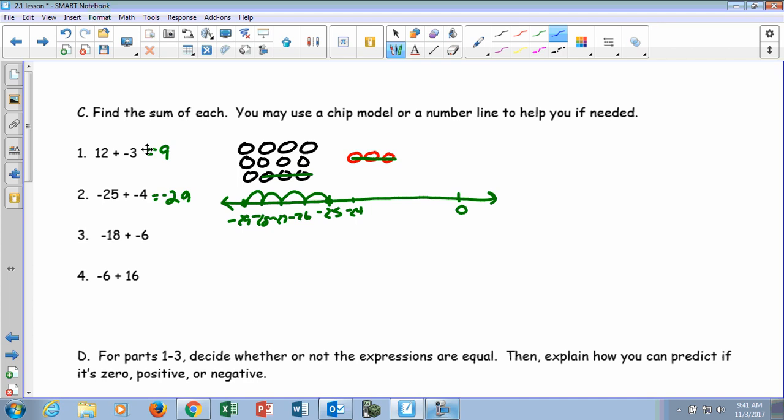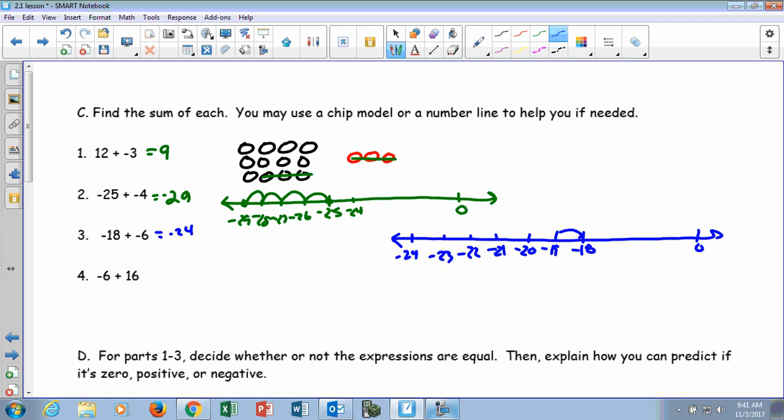Gavin, what'd you get for number 3? Good, negative 24. Because again, kind of the same idea, right? If I draw my number line over here, and we start at negative 18, way over there is 0. If I'm adding negative, I'm going left, right? So we got to go to 19, to 20. So again, 1, 2, 3, 4, 5, 6. Now, what about for 4? Negative 6 plus 16, Ashley.